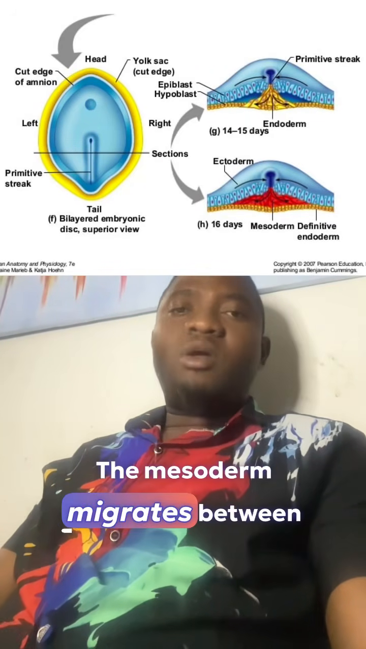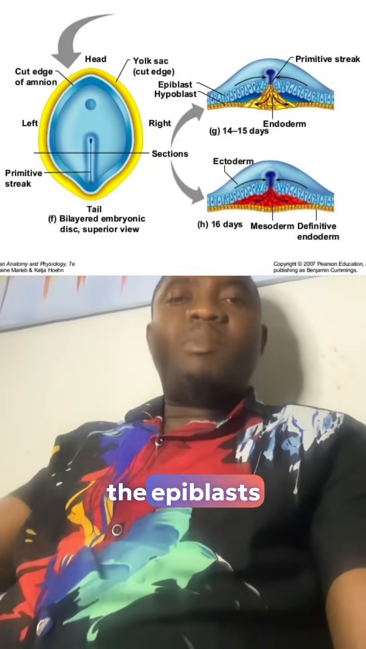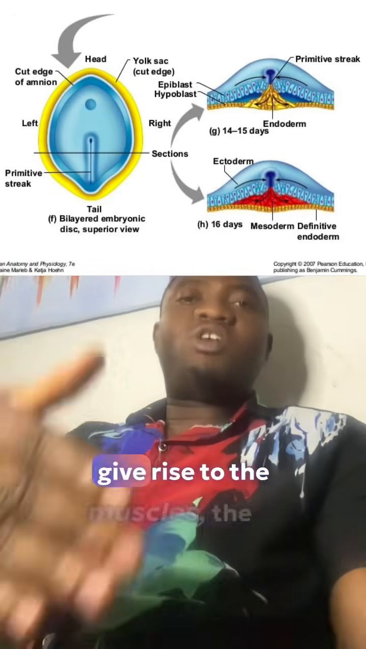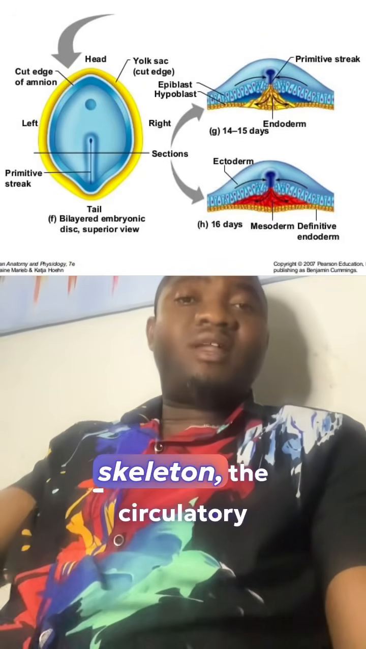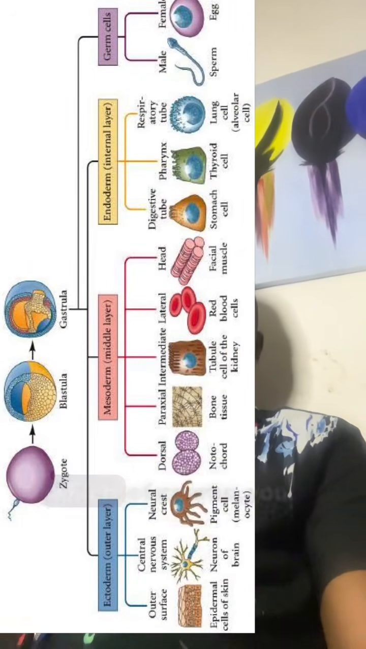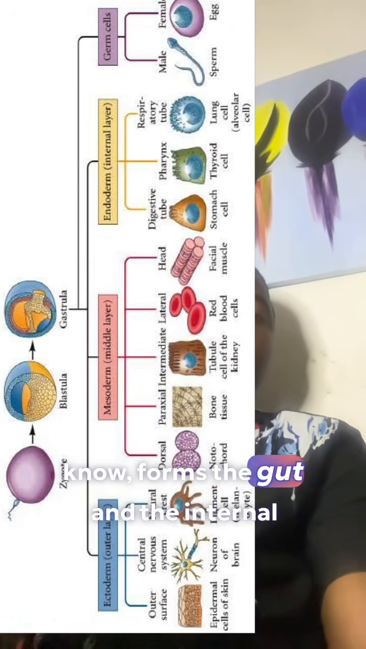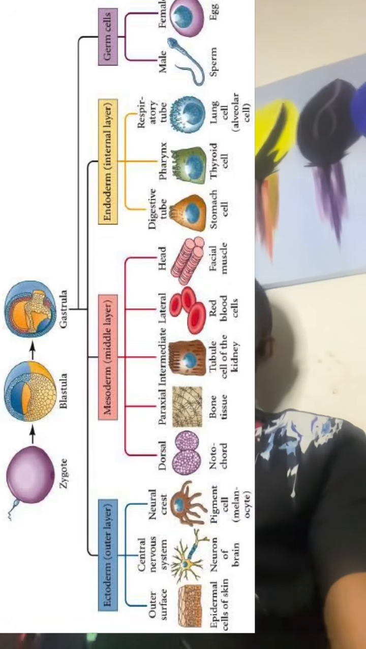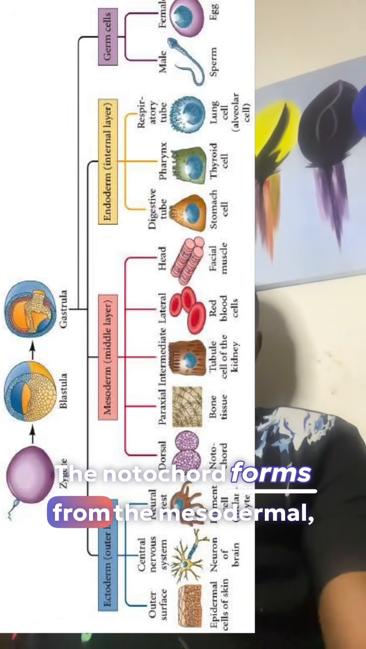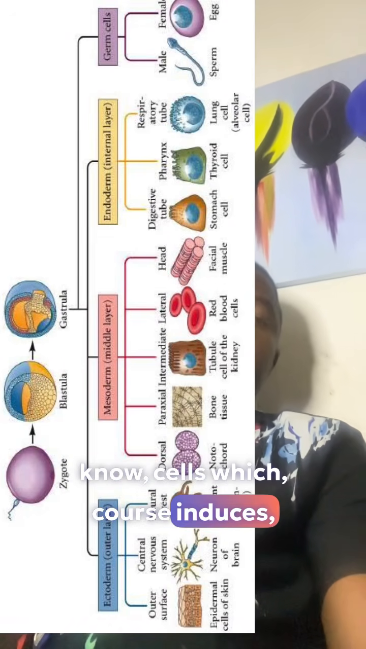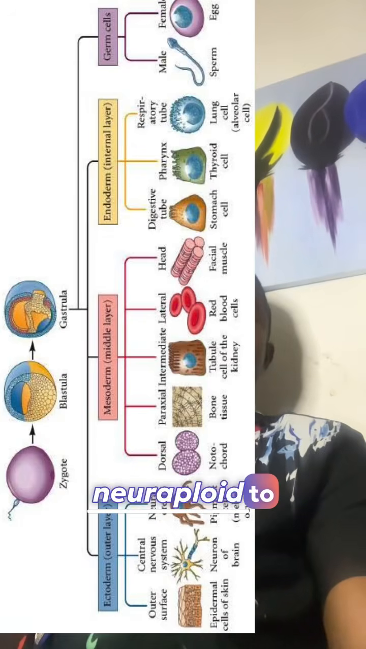The mesoderm migrates between the epiblast and hypoblast, which gives rise to the muscles, the skeleton, the circulatory system. Then we have the endoderm. The endoderm here replaces the hypoblast, which forms the gut and the internal organs. Then we have the notochord. The notochord forms from the mesodermal cells, which induces the neural plate to be formed.